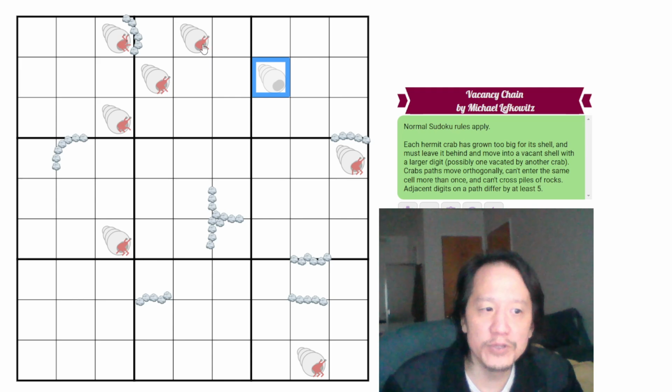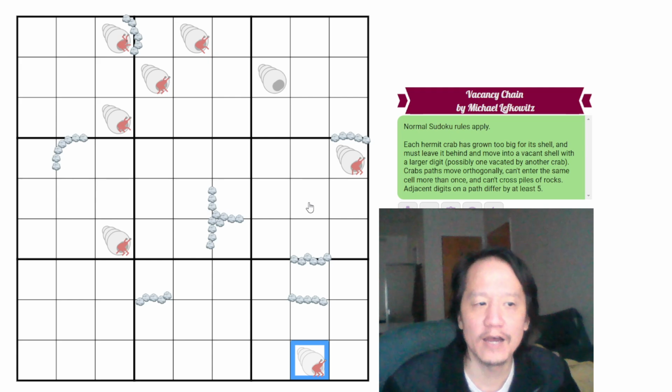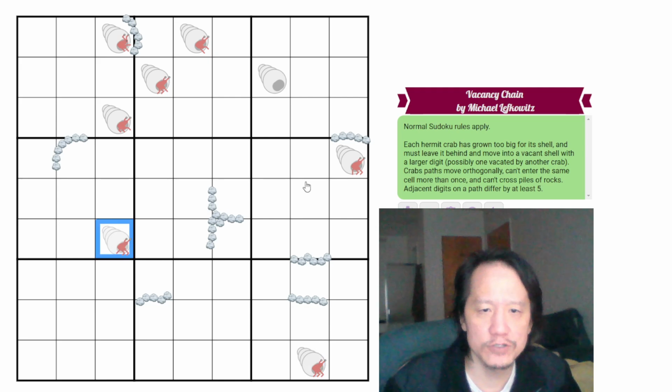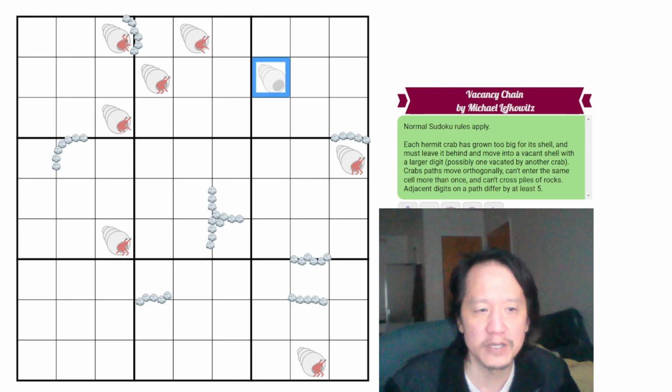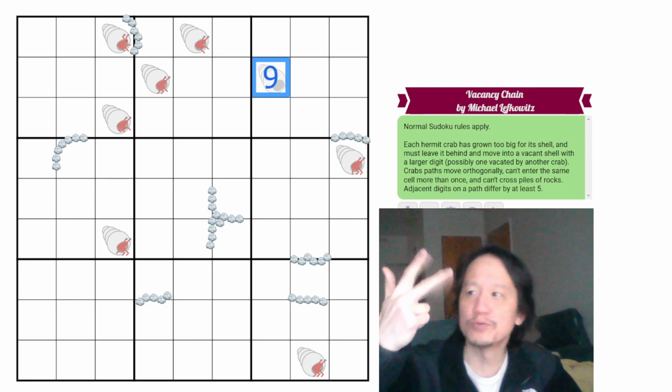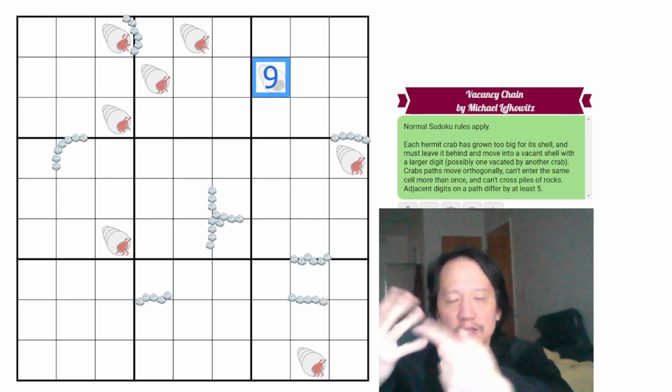So the thing is, we know that these numbers have to be 1, 2, 3, 4, 6, 7, 8, 9, because you can never have 5 on a German whisper line. So we have 1, 2, 3, 4, 5, 6, 7 occupied cells. What does that tell us? The unoccupied cell has to be a 9, because we have 1, 2, 3, 4, 6, 7, and 8. That's 7 cells, and therefore the ninth one has to be there.